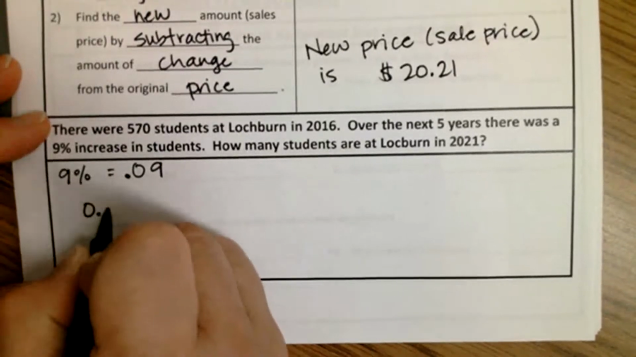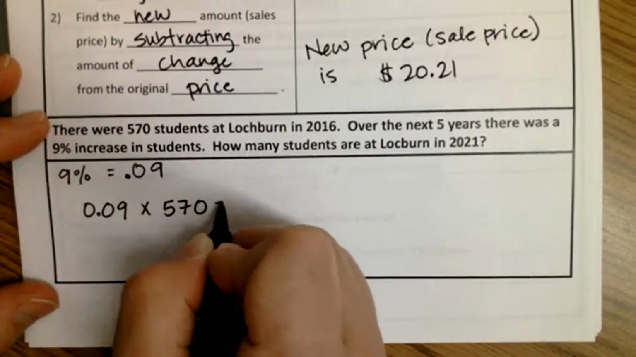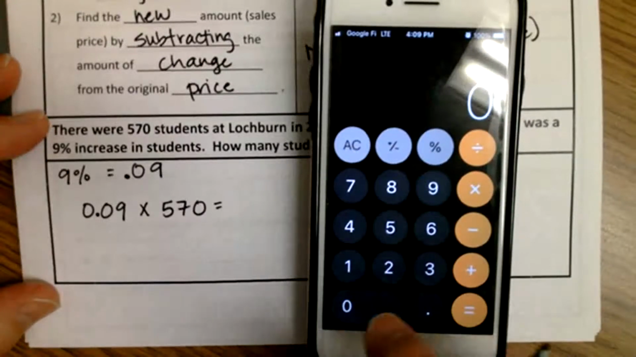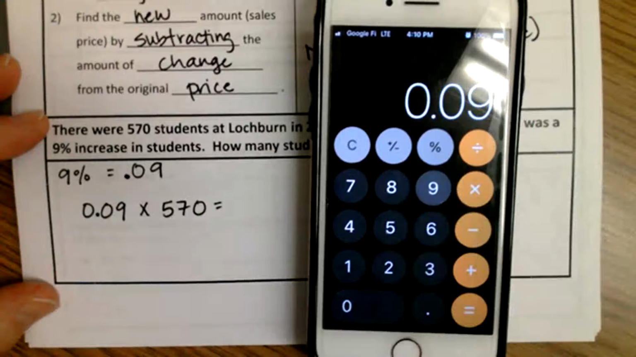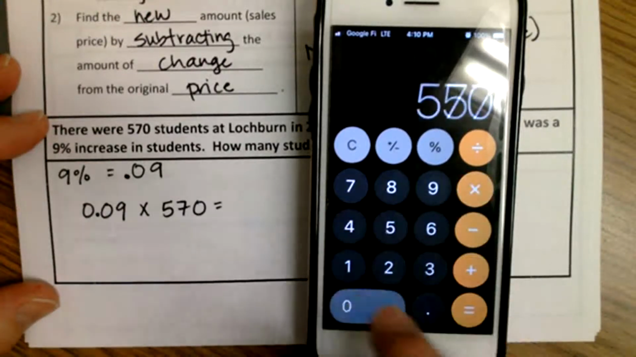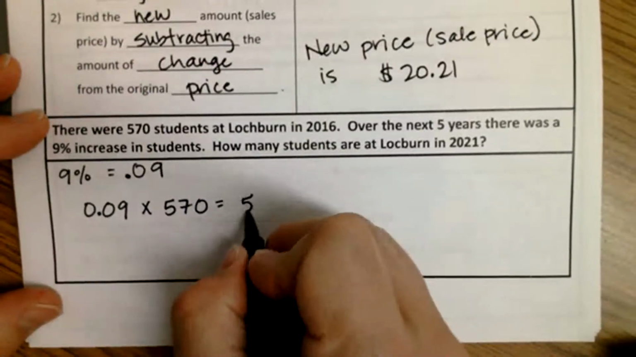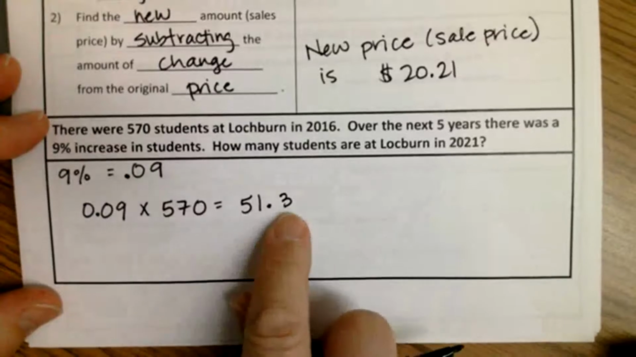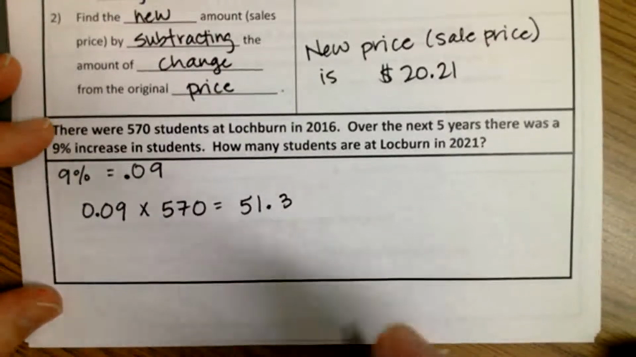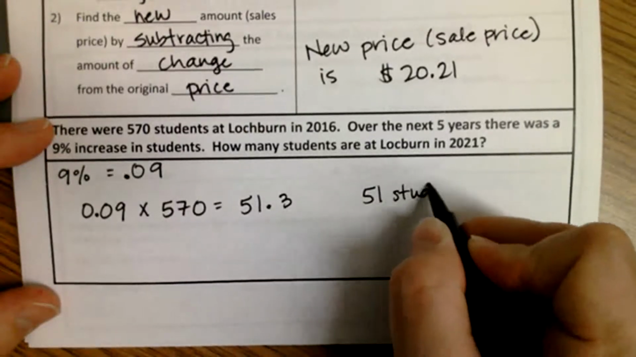So I take 0.09 times 570, and that's going to give me the amount of change. 0.09 times 570 equals 51.3. Okay. Well, you can't have 0.3 of a student. So we're going to round to 51. We're going to call that 51 students.